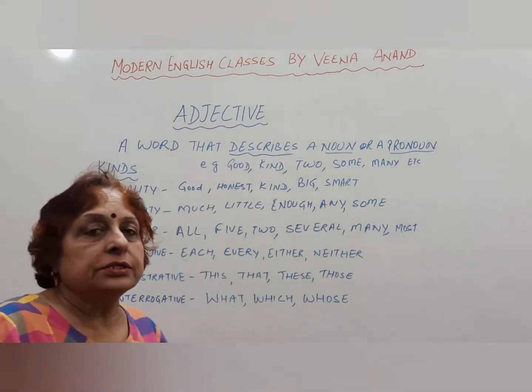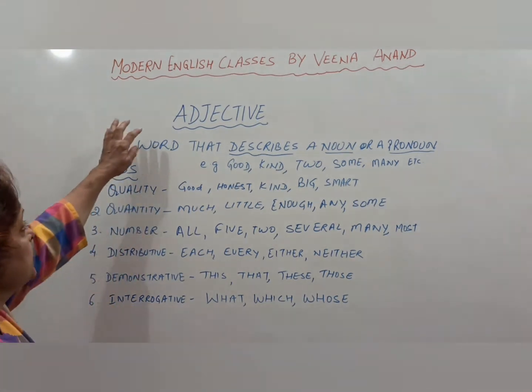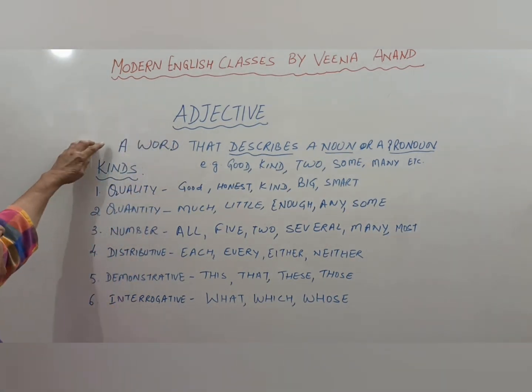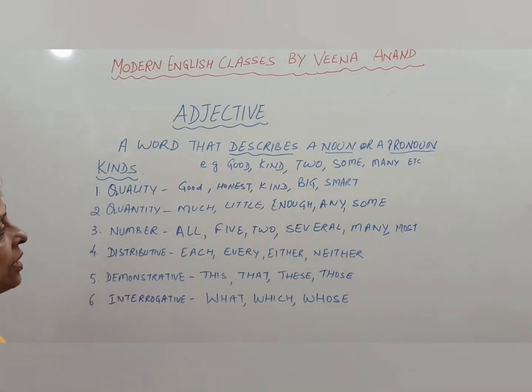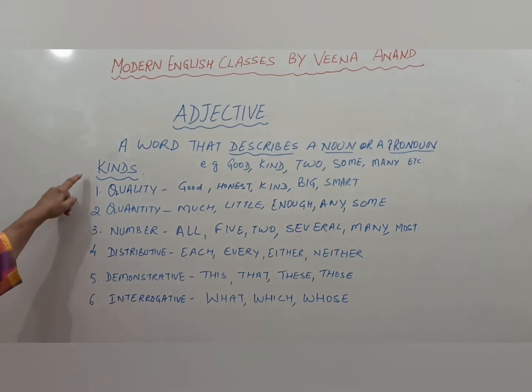Now let us see what an adjective is. An adjective is a word that describes a noun or a pronoun. For example, good, kind, two, some, many, etc. Now let us see how many kinds of adjective there are.